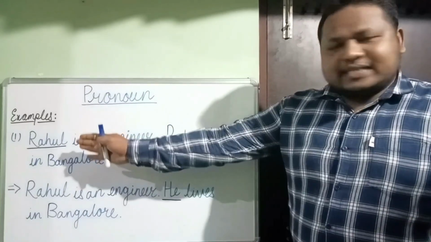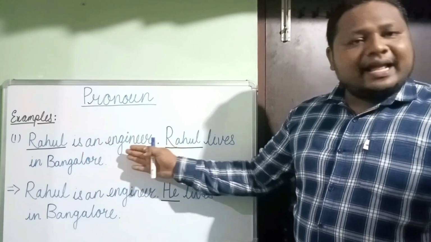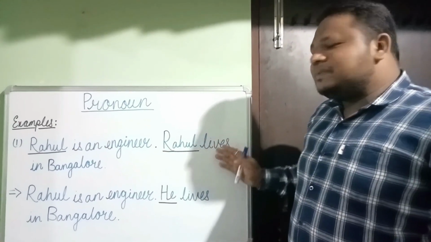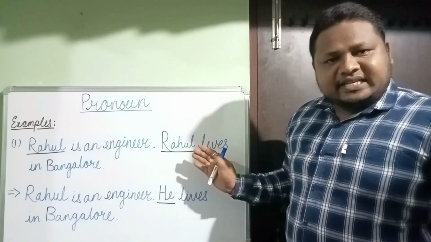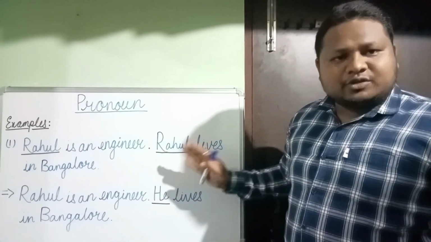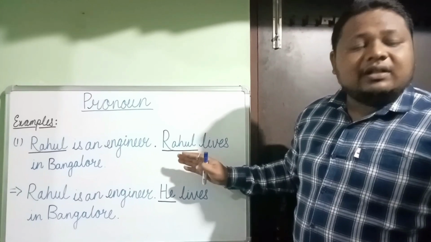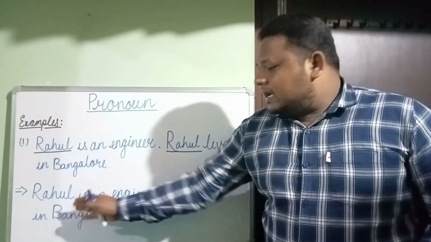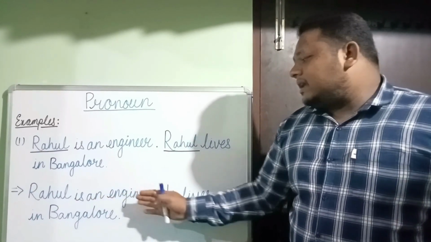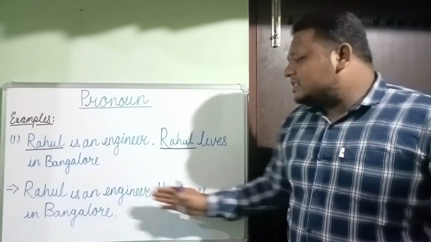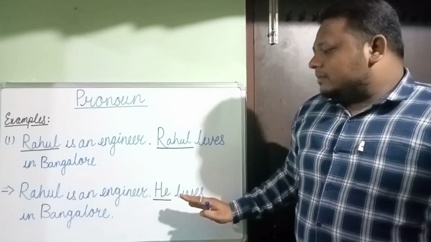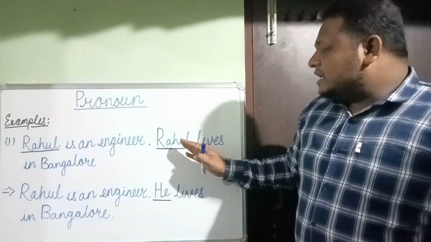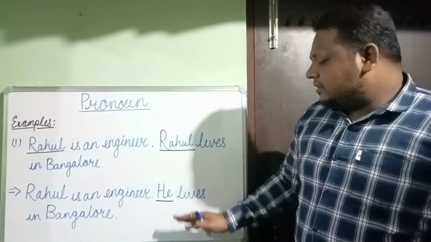Now, let us try to understand pronouns with the help of some examples. Example 1. Rahul is an engineer. Rahul lives in Bangalore. In these sentences, Rahul is being repeated twice. So in place of Rahul, we can use a suitable pronoun. Rahul is an engineer. He lives in Bangalore. Both these sentences are correct. In place of Rahul, we have used the pronoun he.